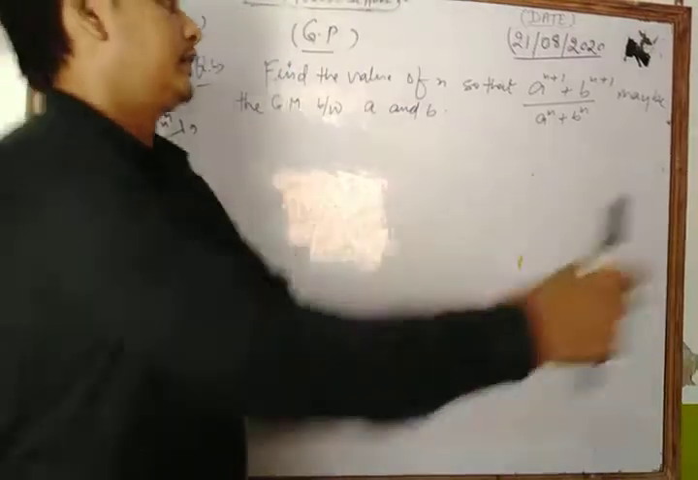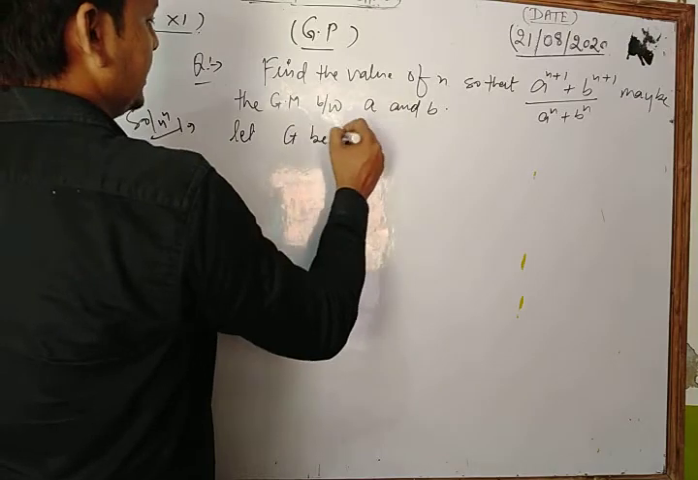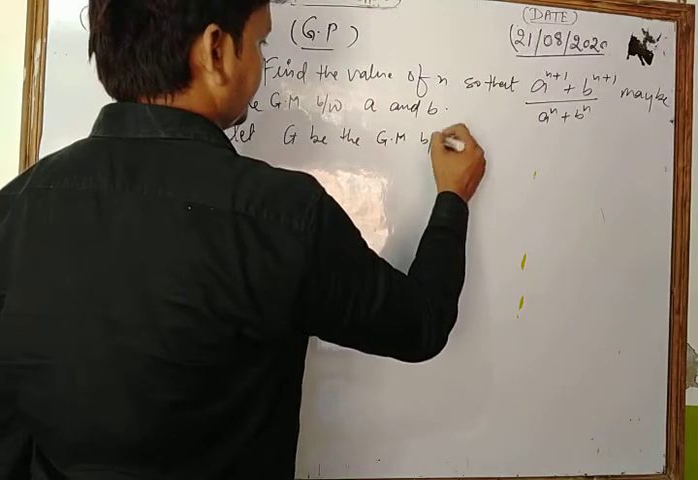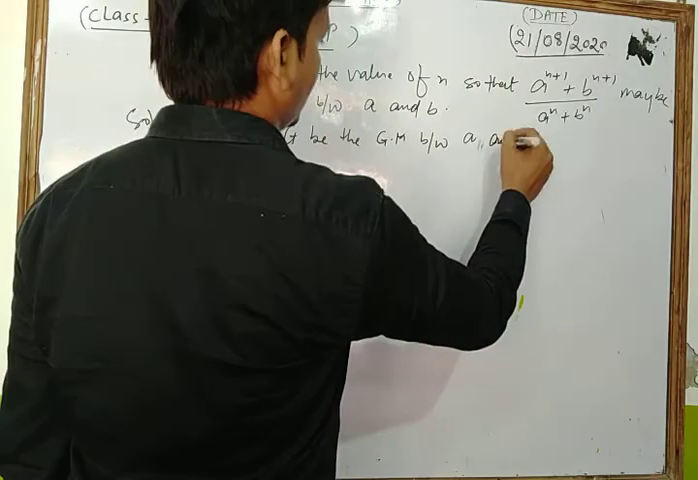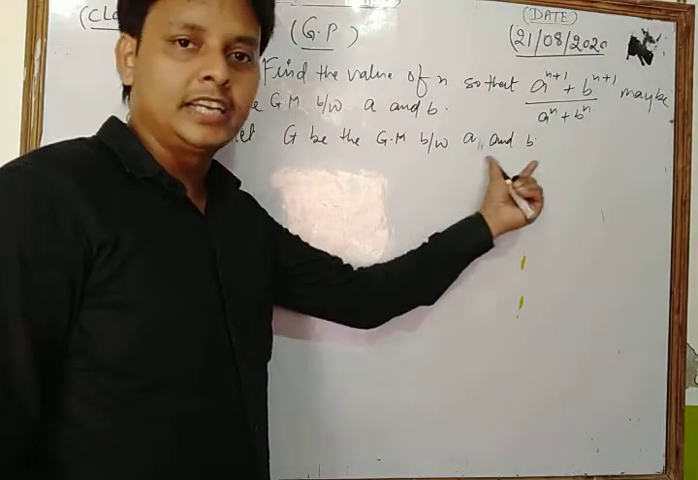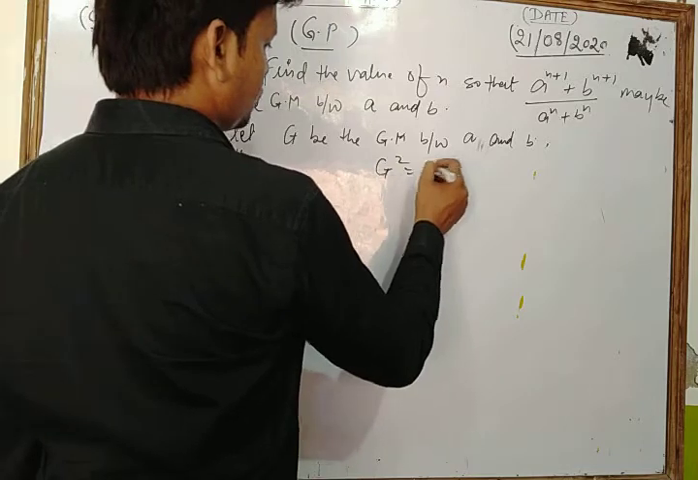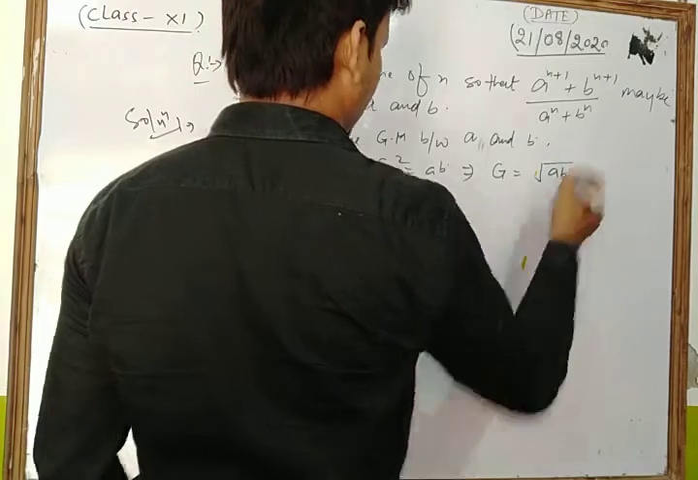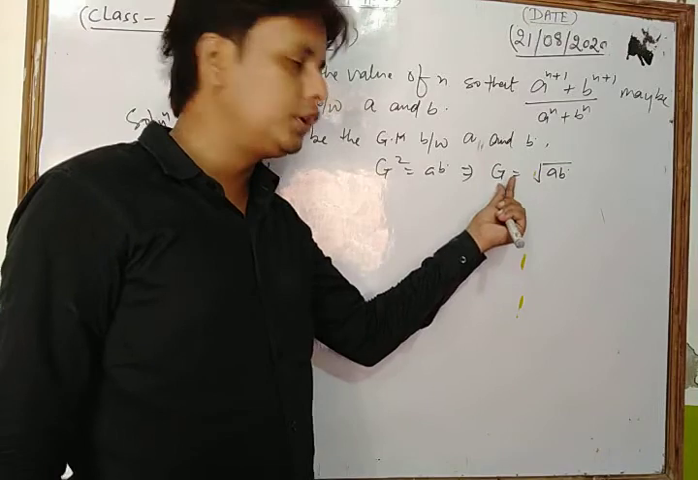Let's see its solution. Dear students, first of all, let capital G be the geometric mean between A and B respectively. Then you know that G square is equal to AB, that is, the value of the geometric mean is equal to under root AB. Now, dear students, here we get the value of G.